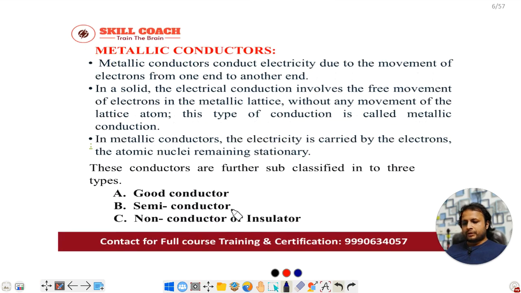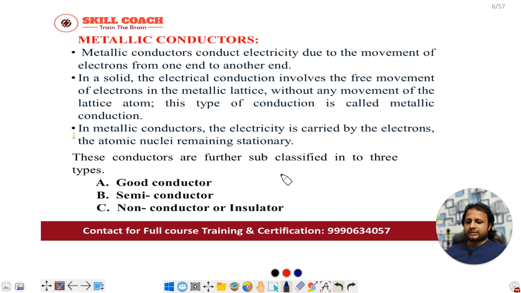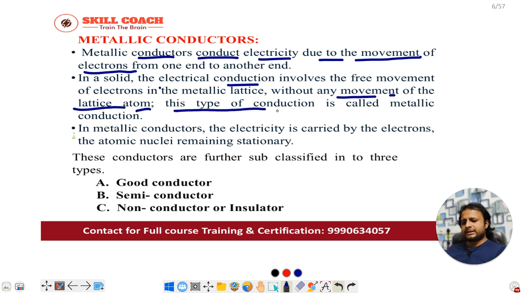Now let us understand metallic conductors. What are metallic conductors? Metallic conductors conduct electricity due to the movement of electrons from one end to another. In a solid, the electrical conduction involves the free movement of electrons in a metallic lattice, without any movement of the lattice atoms. This type of conduction is called metallic conduction. In metallic conductors, the electricity is carried by the electrons, and the atomic nuclei remain stationary.